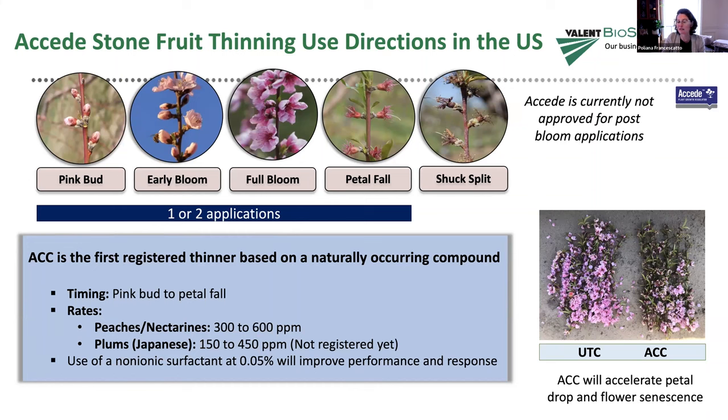Right when you apply at bloom, you're going to see some flower senescence. So two, three days after applications, you're going to see the ground full of petals. But that's not really an indication that you got more or less thinning. Don't get confused, because when I was working in California, the growers got very excited about seeing the petals on the ground, but that doesn't mean that you got thinning or not. You've got to really wait and see. It's a natural process of ethylene causing that petal senescence.